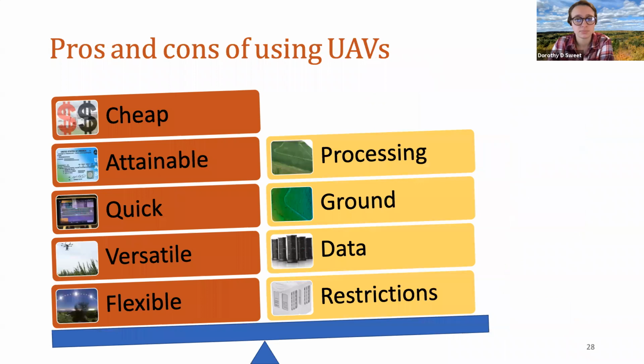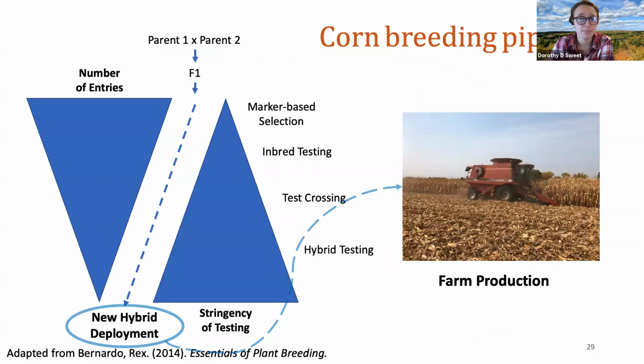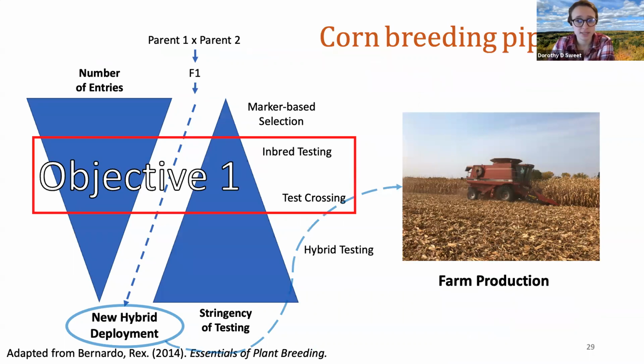quality. So now that I've covered all of the pros and cons and why I'm using UAVs, let's circle back to the breeding pipeline and phenotyping to discuss how UAVs will be used specifically in my project. So for my project, I will be focusing on specific parts of the breeding program. So for objective 1, I'll be focusing on the part of the pipeline which is highlighted here.